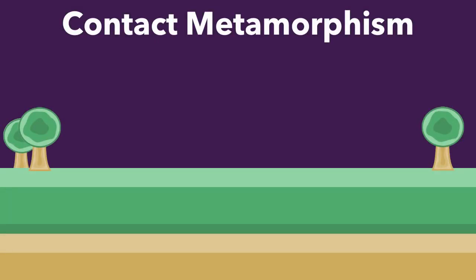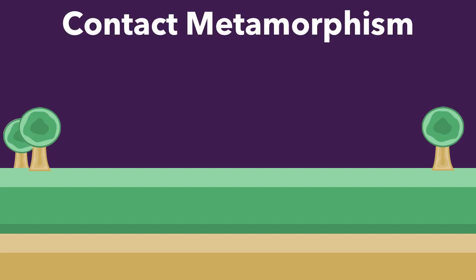Now, imagine you have the surface of the earth here, and you can see some trees, and these colors here, these are layers of rock underground. And so I'm going to show you how contact metamorphism works. The reason it's called contact is because it involves existing rocks coming into contact with really intense heat, which is generally provided by lava or magma.